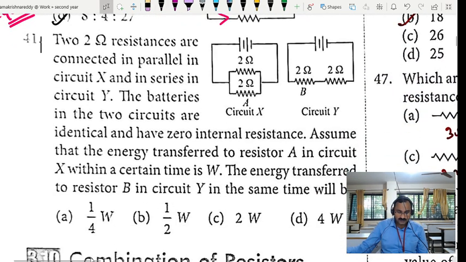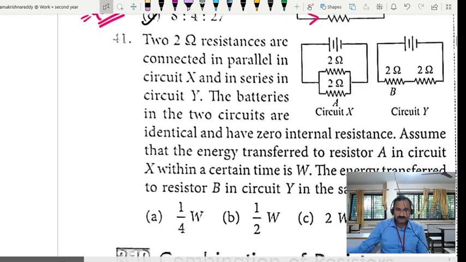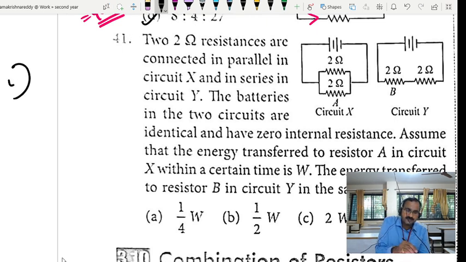Next, the last problem, see that one, all of you. 2 ohm resistors are connected in parallel in circuit X and in series in circuit Y. The batteries in the two circuits are identical and have zero internal resistance. That is question 41. When those are connected in parallel combination, what is the effective resistance? 2 into 2 divided by 2 plus 2, that is 1 we are getting there.